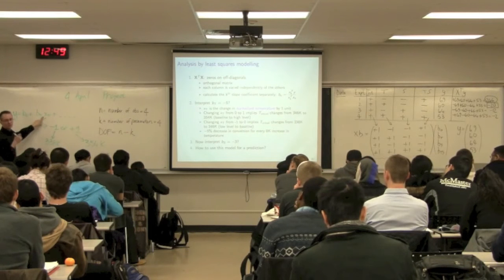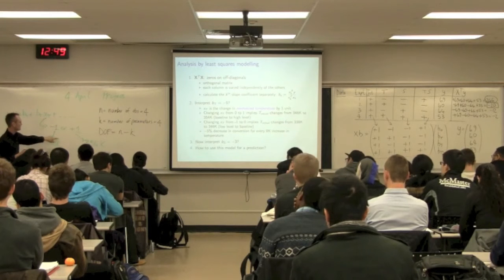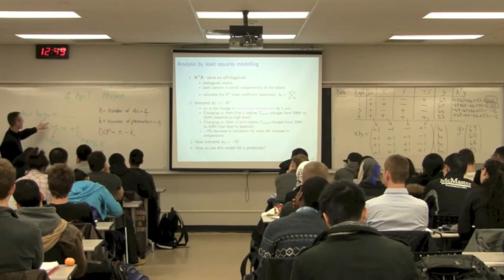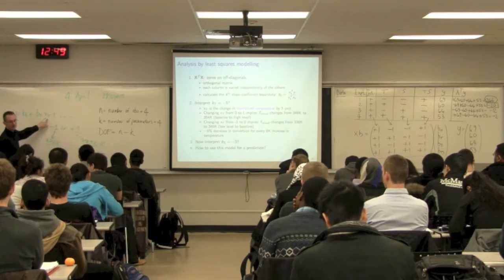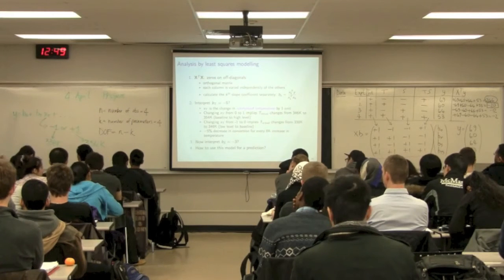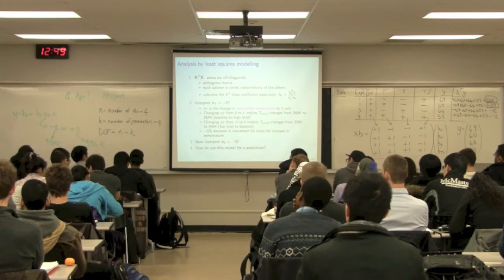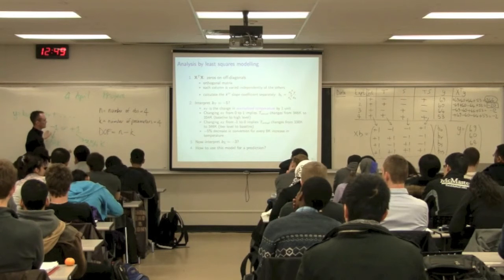XT is not your raw temperature. You don't plug in 338 and 354. You plug in simply minus 1s and plus 1s in XT. And that's what's used by R to build the model. So R does not see your raw data. That's the key point. R only sees your coded variables between minus 1 and plus 1.